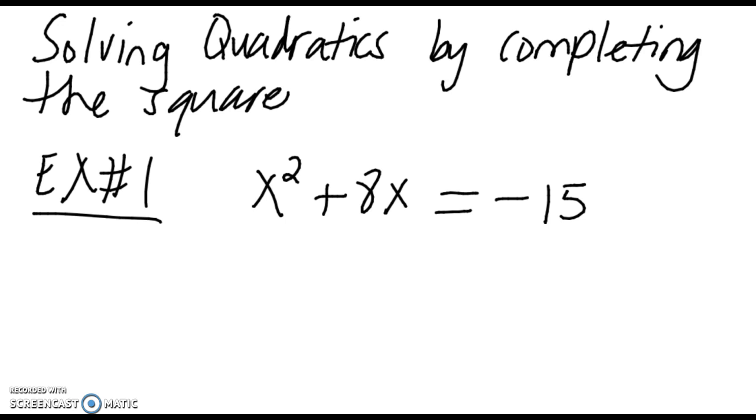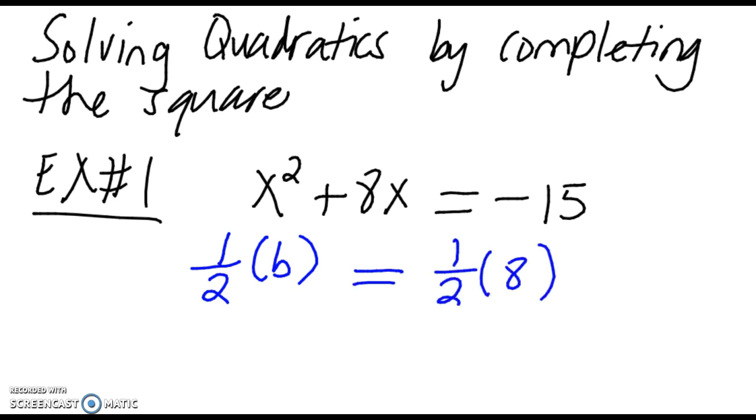So we can begin completing the square, and we will take half of b, which will be half of 8, and half of 8 is 4. And now we want to take the half of b that we just calculated, which was 4, and square it. And we get a product of 16, and that is what we want to add to both sides of our equal sign.